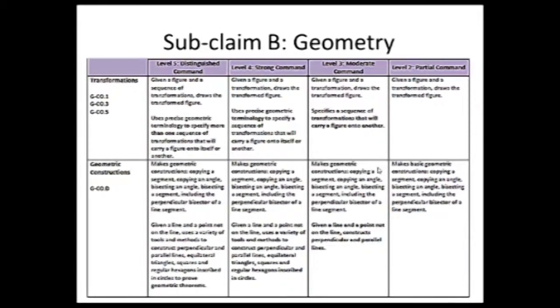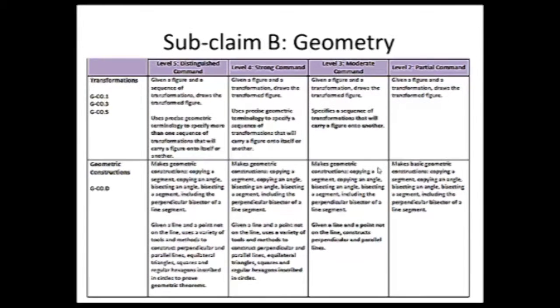Subclaim B for geometry then continues the work of subclaim A, but has a little bit of an application focus. Remember we talked about that subclaim A for geometry included all of this congruence and similarity. And so basically subclaim B is then doing stuff with that, working with transformations.